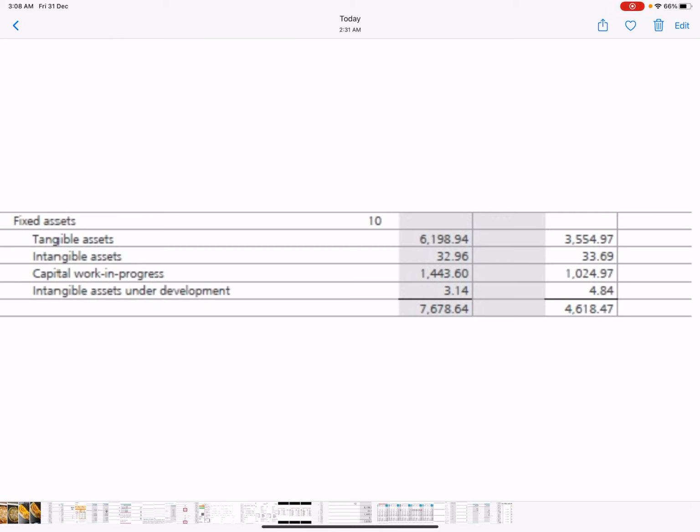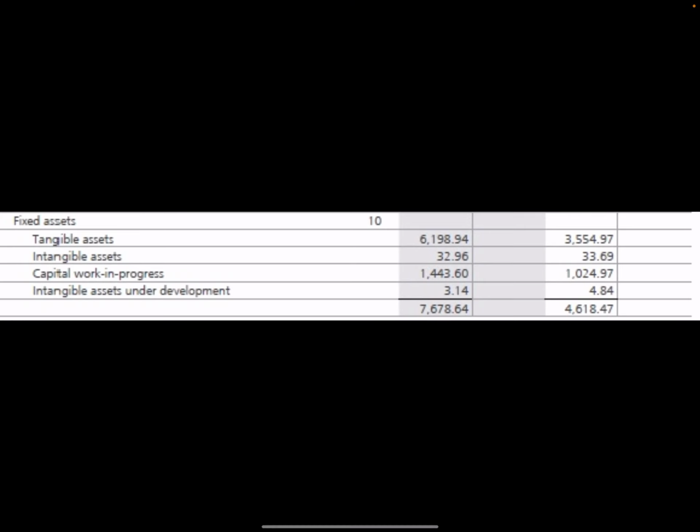Likewise, the next line item reports the value of intangible assets, valued at 3.2 crores. Intangible assets are assets which have an economic value but do not have a physical nature. These usually include patents, copyright, trademark, design, etc.